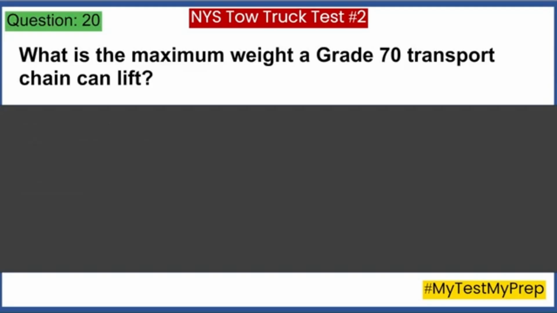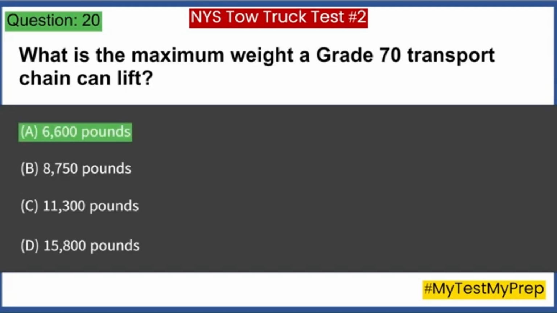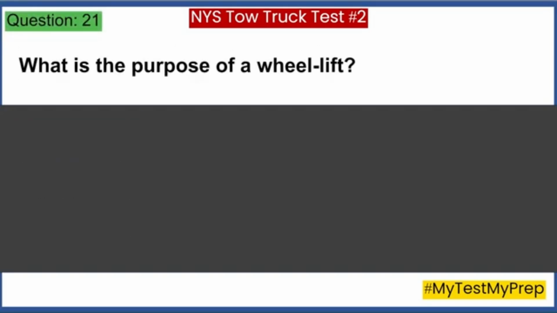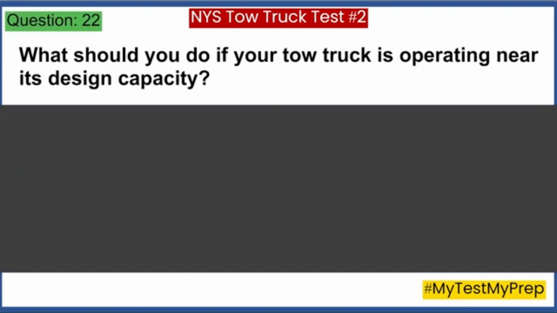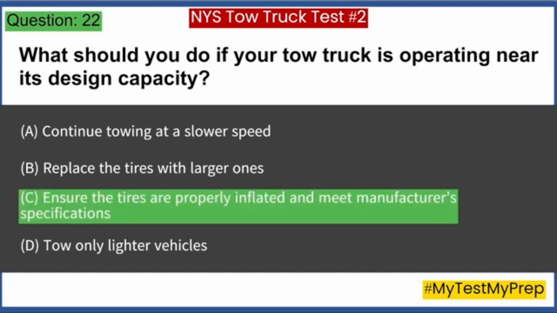What is the maximum weight a grade 70 transport chain can lift? 6,600 pounds. What is the purpose of a wheel lift? To lift one end of the towed vehicle by the wheels. What should you do if your tow truck is operating near its design capacity? Ensure the tires are properly inflated and meet manufacturer specifications.